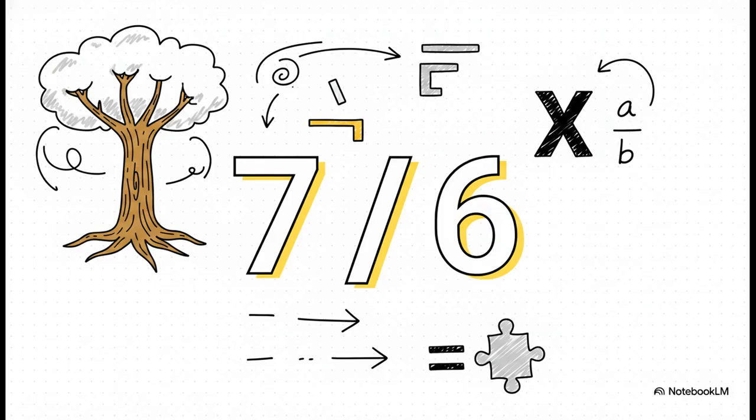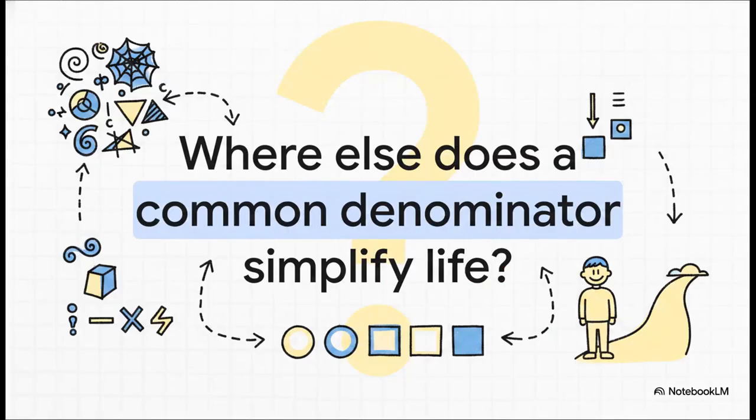Our x is raised to the power of 7/6, which completely proves that our mystery value of a over b is exactly, undeniably, 7/6. See, just by using our little tree analogy and doing some basic everyday subtraction, we totally decoded the puzzle. By taking those really intimidating symbols and translating them into a shared language, finding that common denominator, we easily crack the problem.